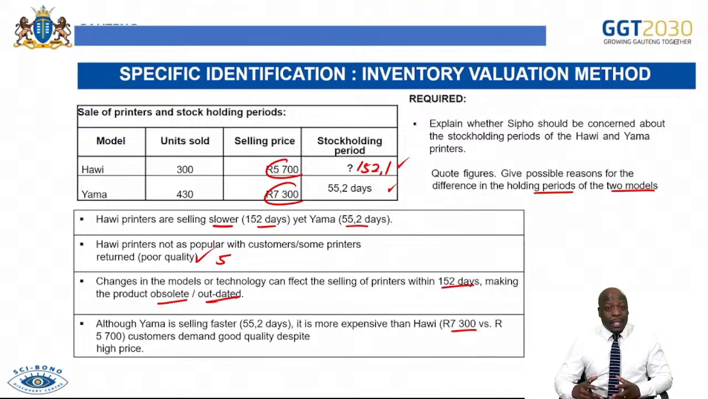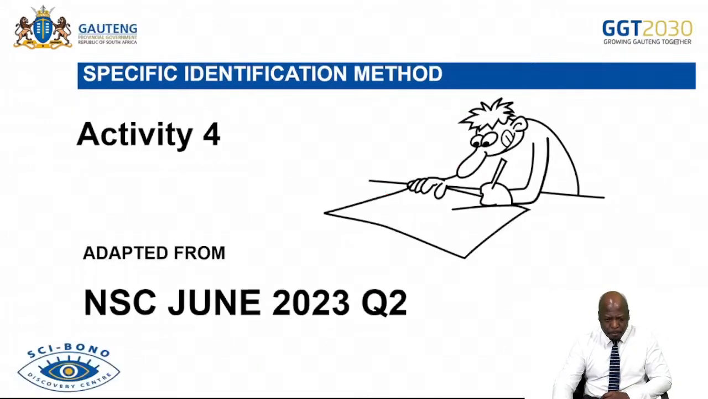Okay, so in the next activity, I'm going to continue explaining again on the aspect of holding stock and how it affects our business. We're going to go to activity 4, that is from the NSC June 2023 paper, NSC June 2023, question 2. Okay, let's begin.